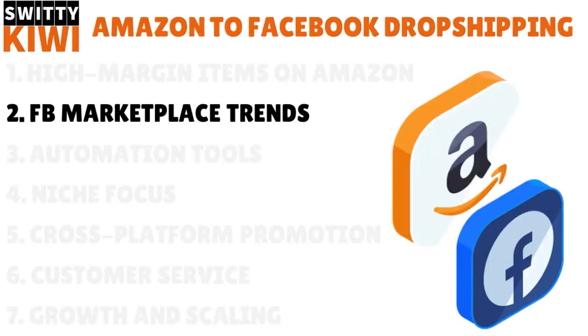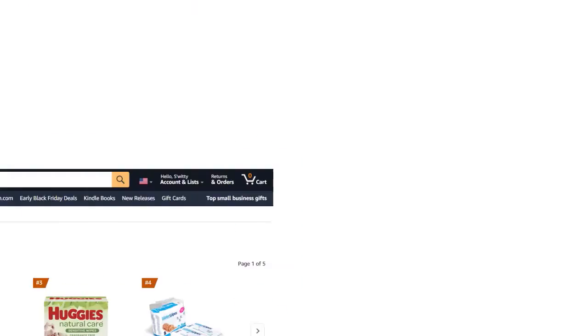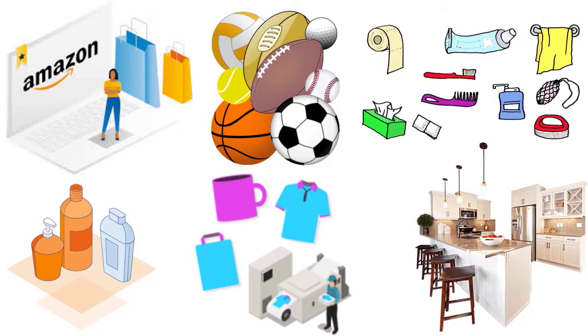So after analyzing trends on Amazon in terms of popularity for the products that you are interested in, I want you to pay attention to, in the second section, Facebook Marketplace trends. You need to do a lot of things because the last thing you want is to buy a product that doesn't sell on Facebook, right? The product might be popular on Amazon, but not on Facebook.